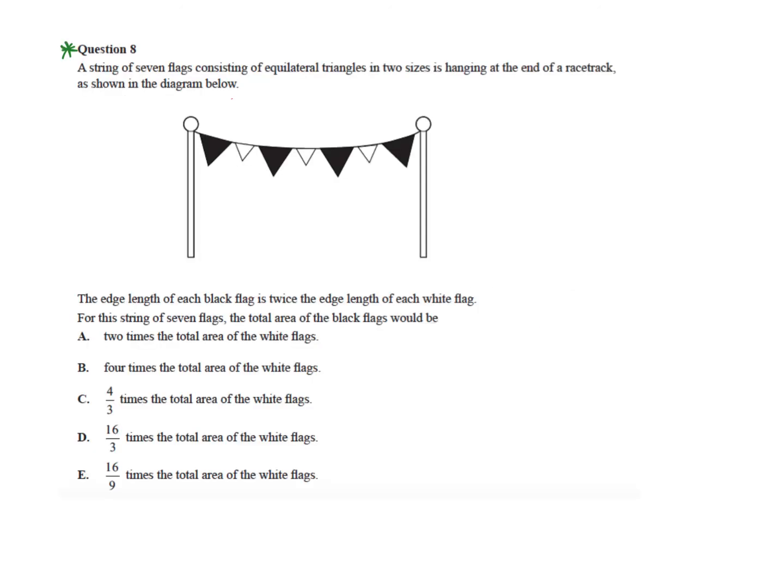Okay, a string of 7 flags consisting of equilateral triangles in 2 sizes. Once you've got equilaterals in 2 sizes, that indicates that they're similar because they've got all the same angles. And they hang on an end of a racetrack as shown. The edge of the black flag is twice the edge of the white flag. So what they gave you there was actually a length ratio. If you've got the black flag and then the white, if that was 2, that's 1. It's twice the length of it. So that is a length ratio they gave there.